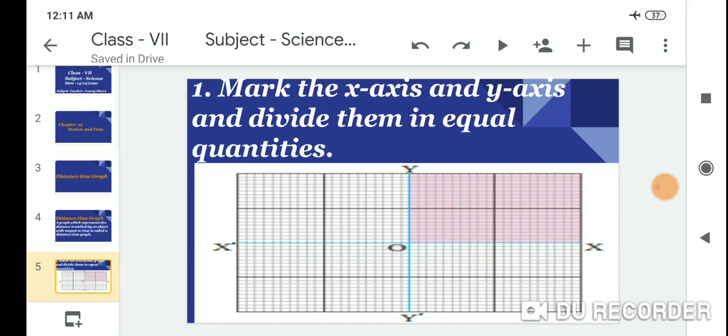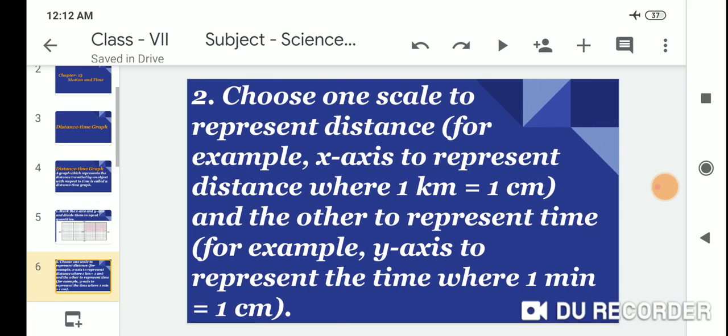Mark the x-axis and y-axis and divide them into equal quantities. Choose one scale to represent the distance. For example, the axis to represent the distance where 1 kilometer equals 1 centimeter, and the other to represent time. For example, the axis to represent the time where 1 minute equals 1 centimeter.